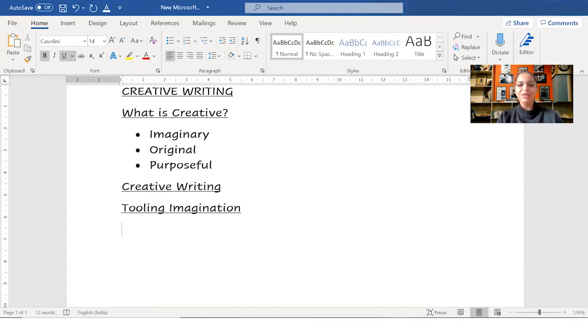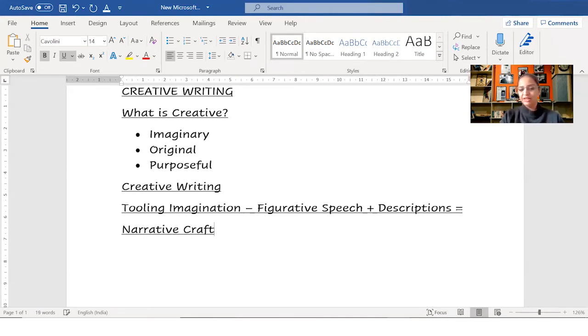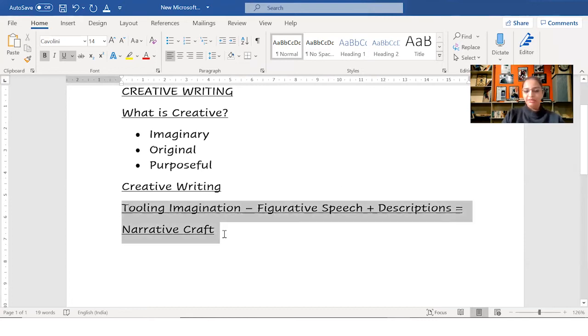You narrate it, right? What do you read in a story? You narrate a story. There is always a narrator in the story. Somebody is telling the story. So creative writing is tooling your imagination. How do you tool your imagination? You do it with figurative speech and descriptions, with the narrative. That becomes the narrative craft. So what does narrative craft mean?